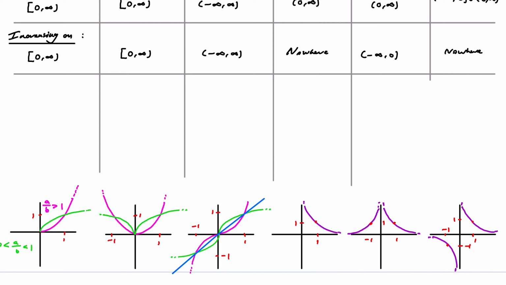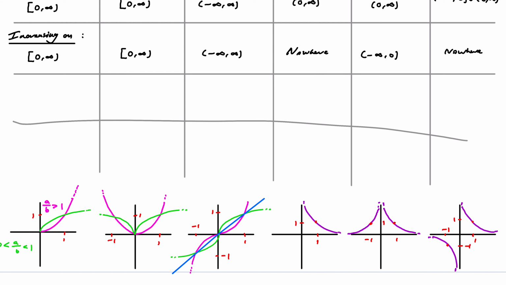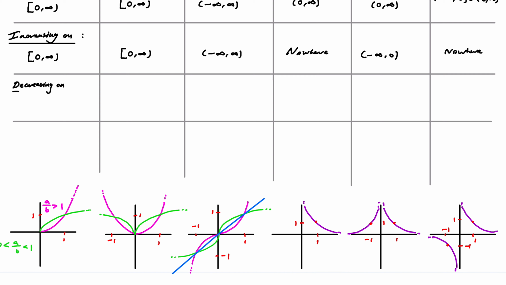So decreasing, what's the deal with decreasing then? Well, it's again not so difficult. It's a little bit more subtle, I think. But we are decreasing on, well, first of all, nowhere for this example. Next, decreasing for the negative guys. So from minus infinity to 0, inclusive of 0 if you want. Next, nowhere.